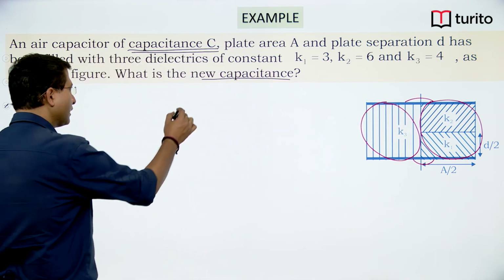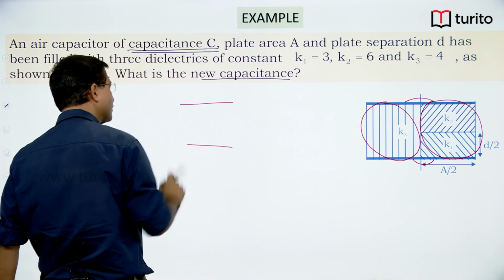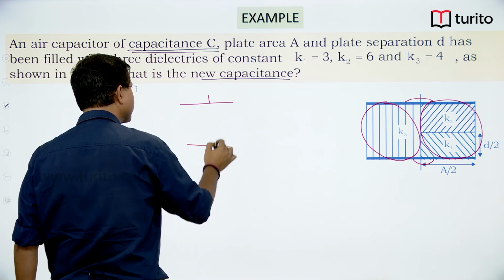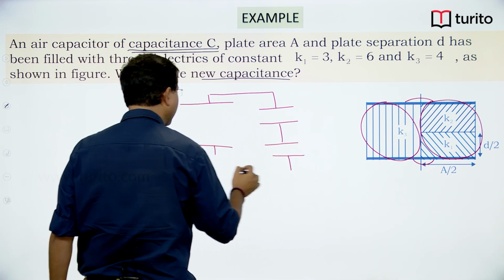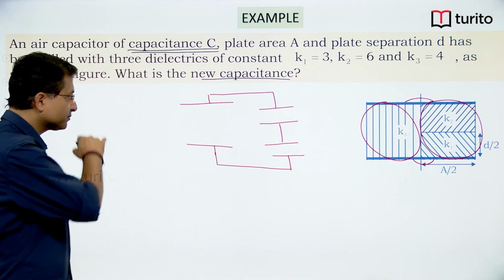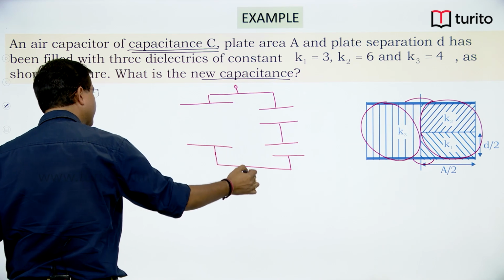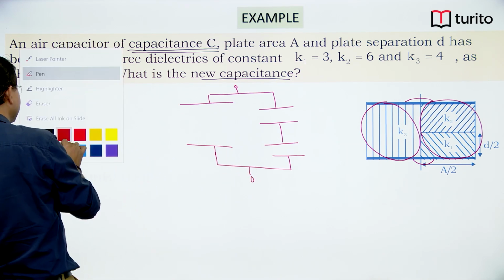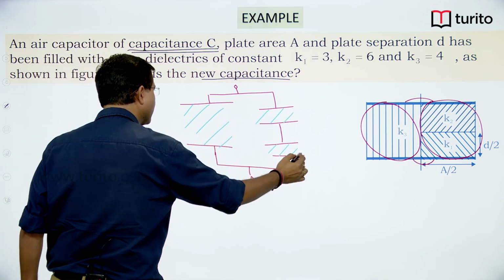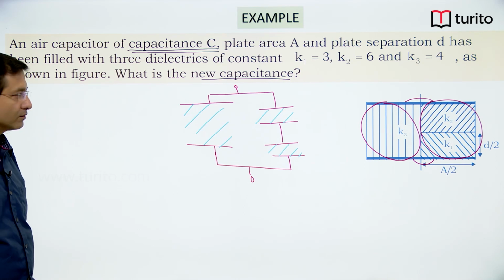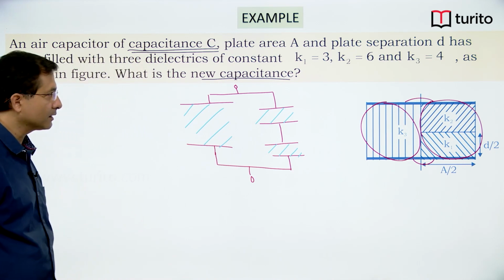So, I can see this as one capacitor over here, one capacitor over here, and then one here and one here, and then they are connected in parallel with the third capacitor. So, one here, another here. This is the way I can visualize this diagram.